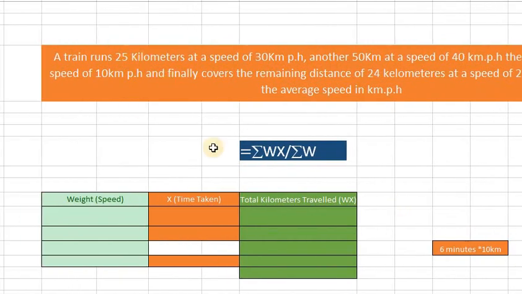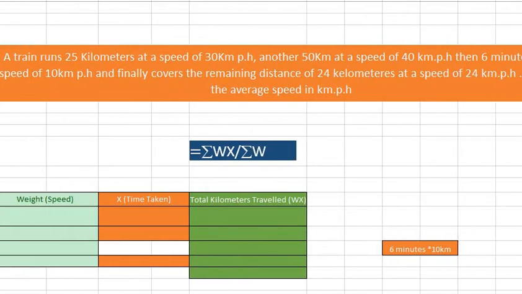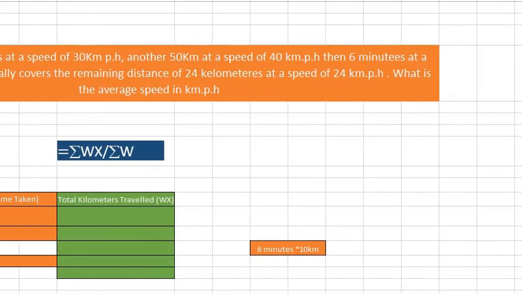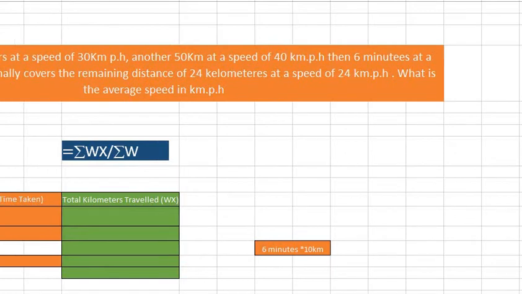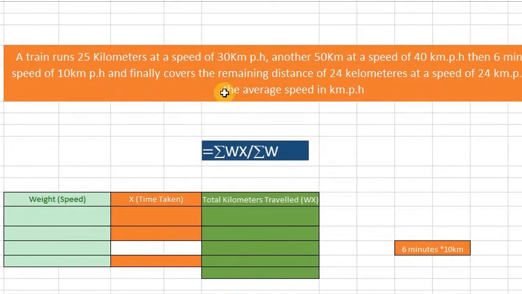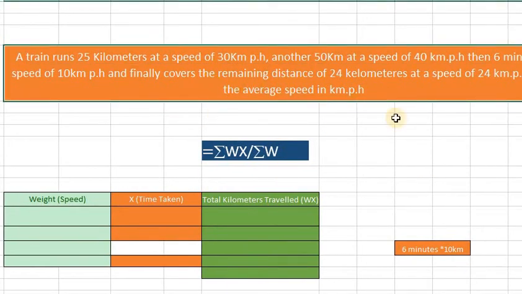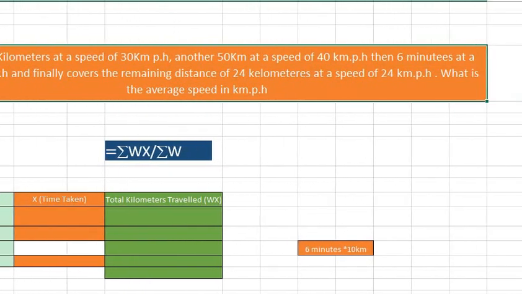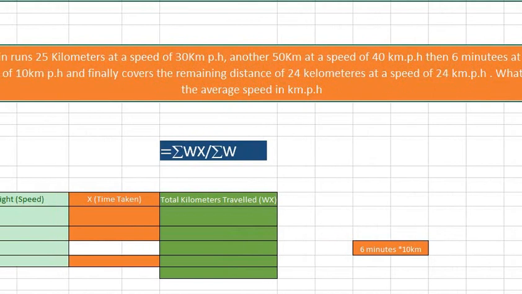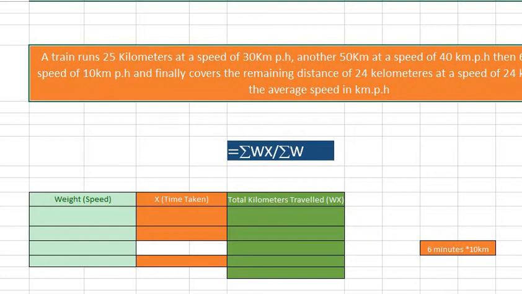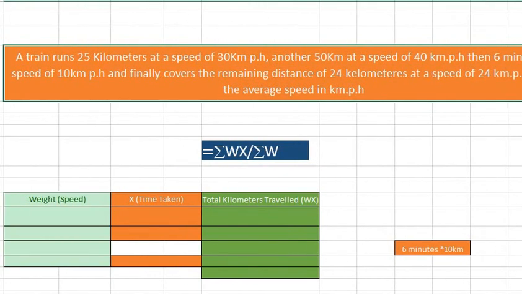Here, a train runs 25 kilometers at a speed of 30 kilometers per hour, another 50 kilometers at a speed of 40 kilometers per hour, and 6 minutes at a speed of 10 kilometers per hour. Finally, it covers the remaining distance of 24 kilometers at a speed of 24 kilometers per hour. What is the average speed in kilometers per hour? See here, it's an important problem.